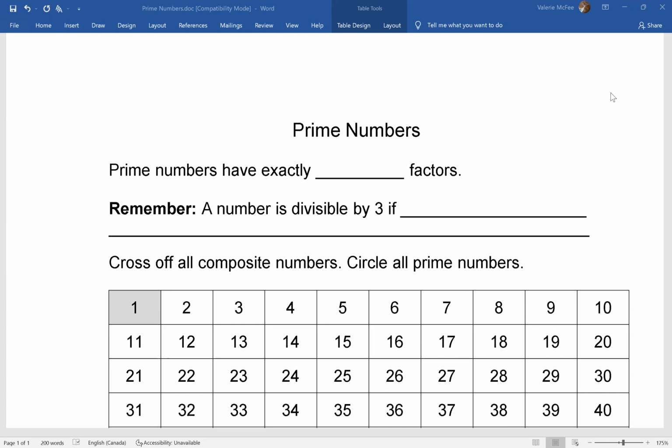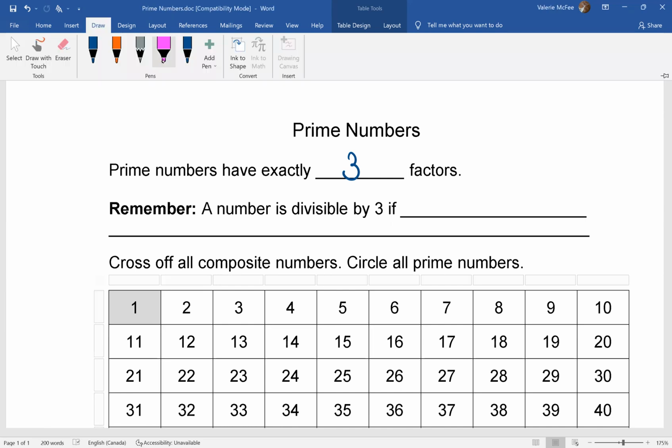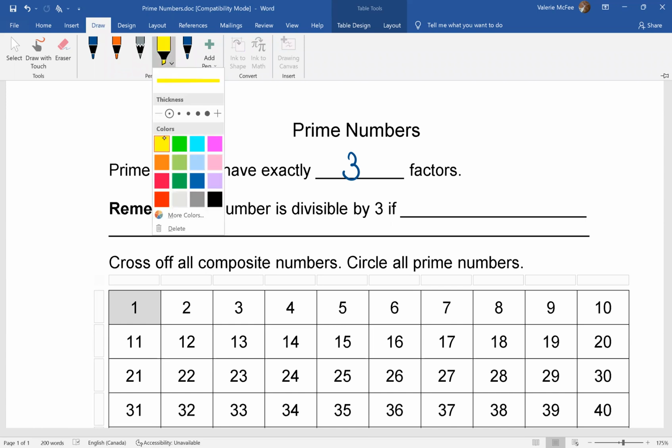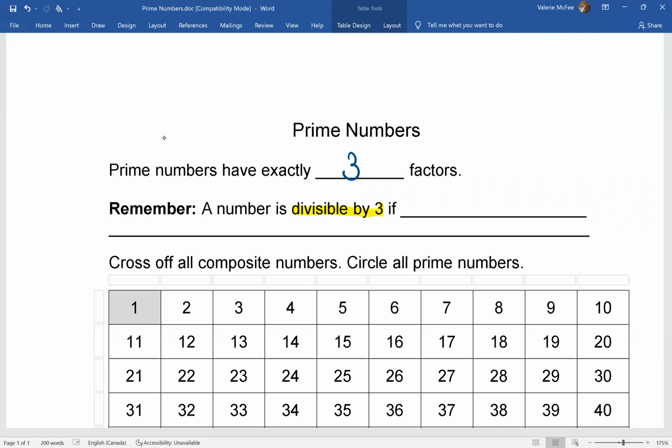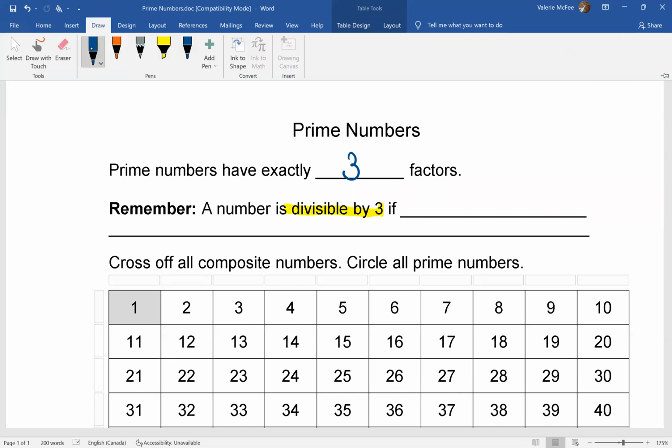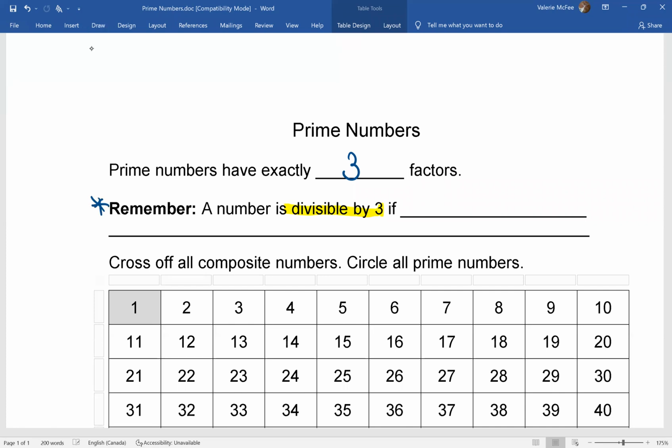Now, we've already said that prime numbers have exactly 2 factors, 1 and itself. And in order to think properly about prime numbers, it's useful to know the rule for dividing by 3. I hope you know this rule already, but if you don't, it's a useful one to remember. A number is divisible by 3 if the sum of its digits is divisible by 3.